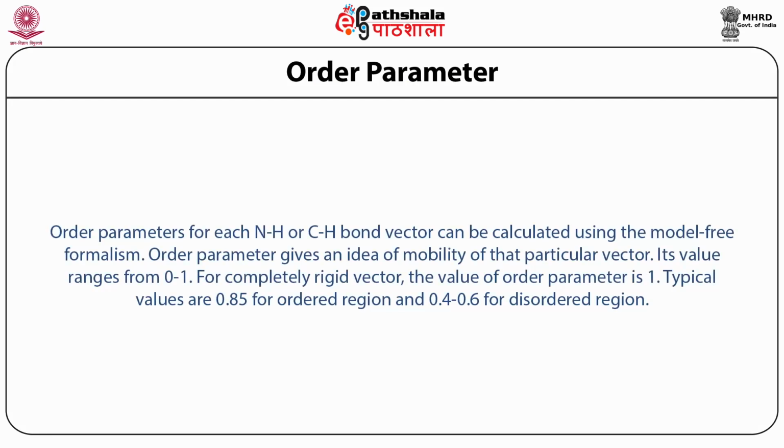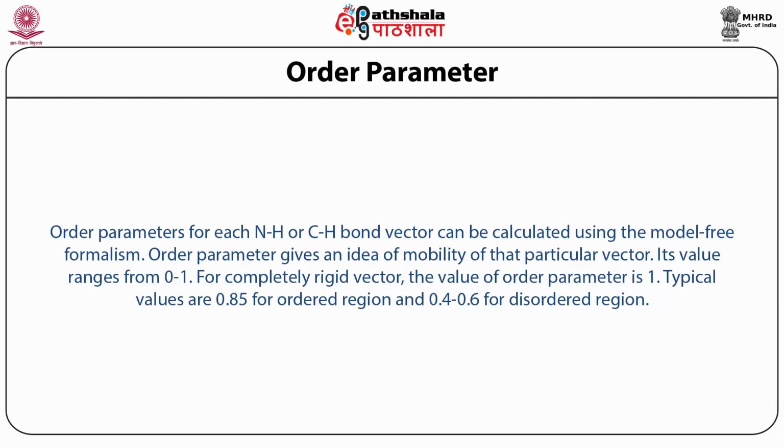So the order parameter can be calculated from modified model-free formalism. We generally do it for the NH or CH bond vector. This order parameter gives you an idea about the mobility of that particular vector. Its value ranges from 0 to 1. If the value is 1, it means we have a completely rigid vector.